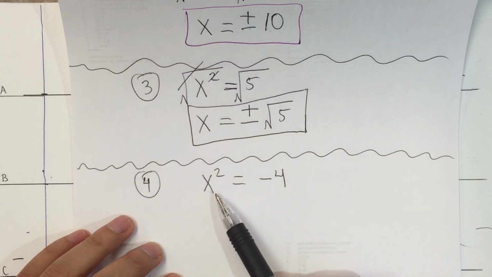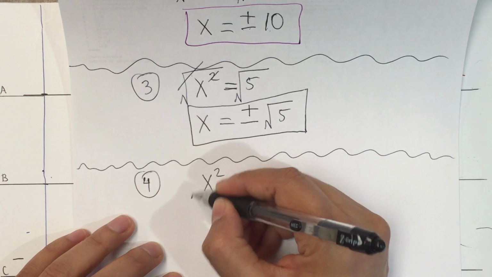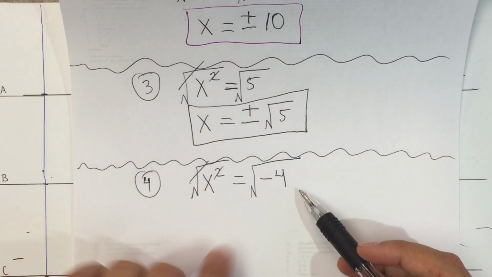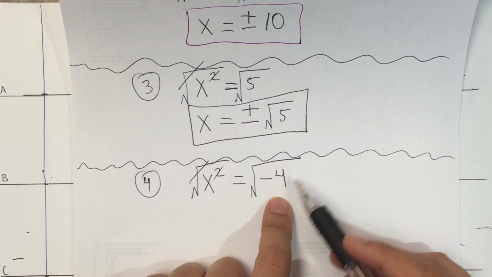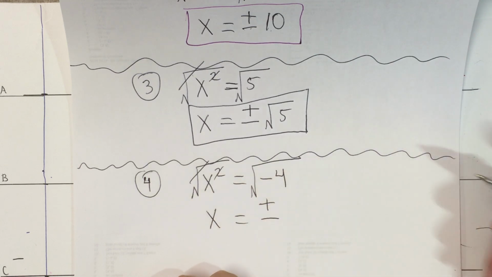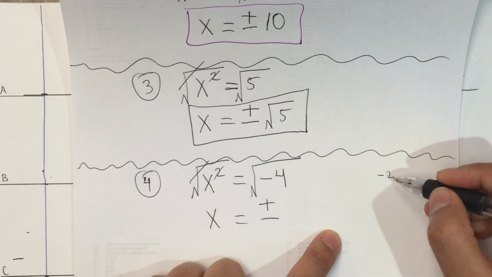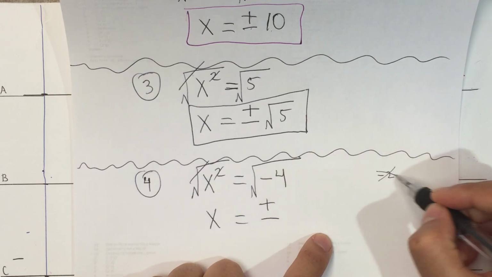Okay, the next one is a very interesting case. We have x squared equals -4. We take the square root of both sides, but what number multiplied times itself is -4? We say plus or minus, and some people will say, oh, -2. Well, -2 times -2 is +4, so that doesn't work.